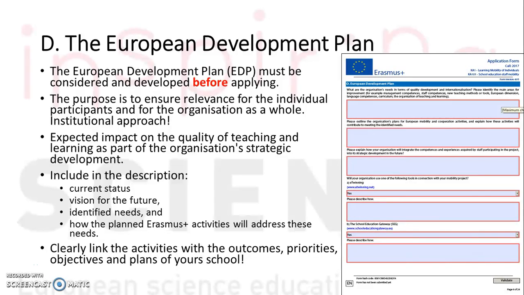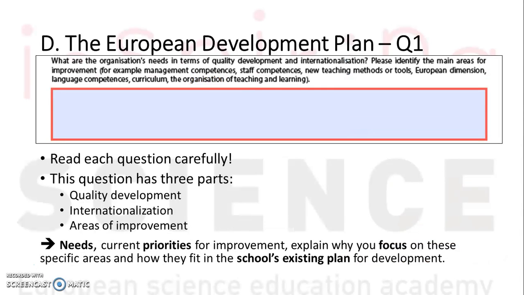Now let's look at each section separately. It sounds maybe bigger than it actually is. Before we look directly at the questions, another piece of advice: read each question very carefully. It might be one question, but this question might have several layers. And the first question of the European Development Plan that you need to answer is actually a good example.